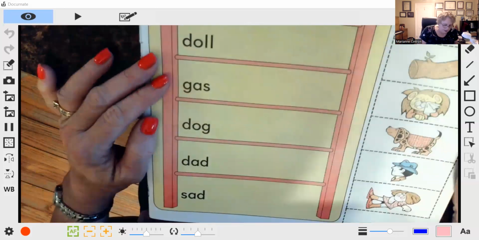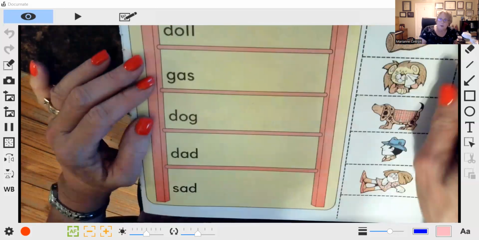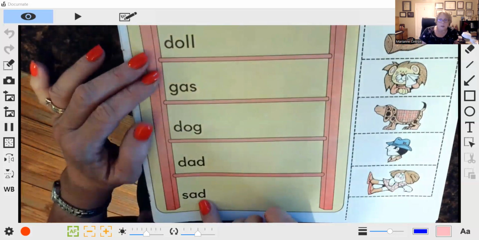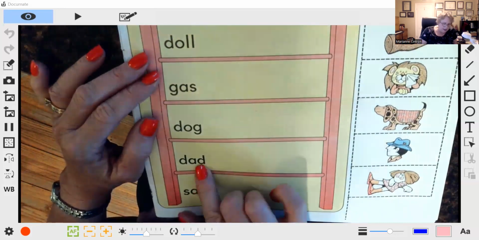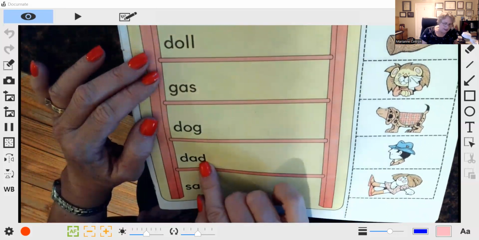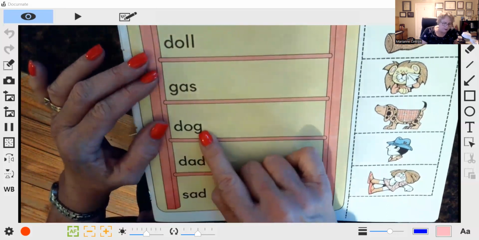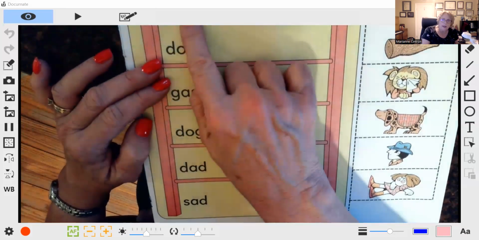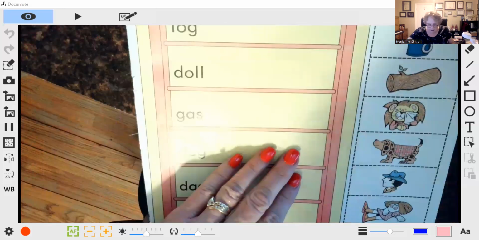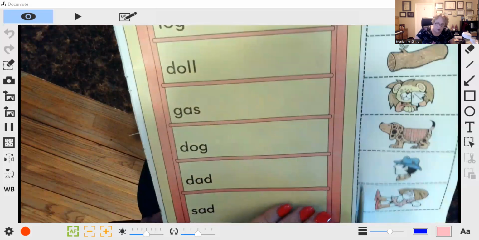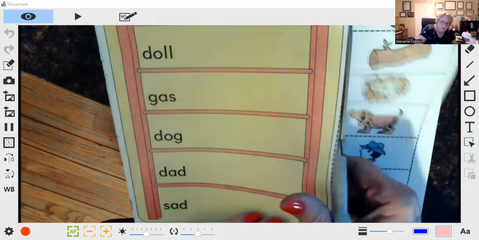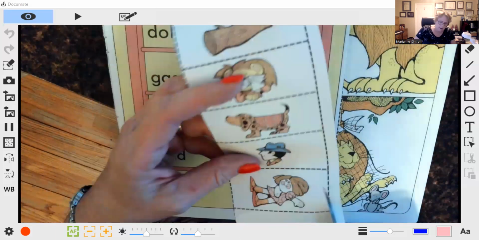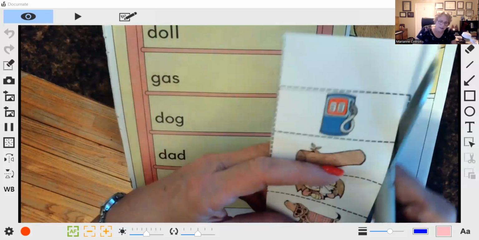Now, this is very interesting. We have pictures that go with the word. So look how we do a letter substitution. Sad becomes dad. Dad, we change two letters to become dog. Then we have the words gas, doll, and log. Okay, so we're going to cut out all these pictures on the right. I'm going to cut these out. The dotted line means to cut.